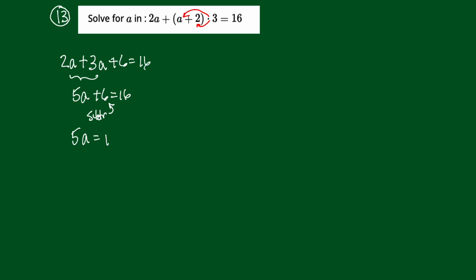Okay, and now we've got just a multiplication left. So we're going to undo that multiplication with a division. So now I'm going to divide by 5. So 5a over 5, 5 over 5 is 1. So I get 1a, or just a, equals, and then the 10 divided by 5, that's a 2. And if I did everything right, 2 should be the correct answer.